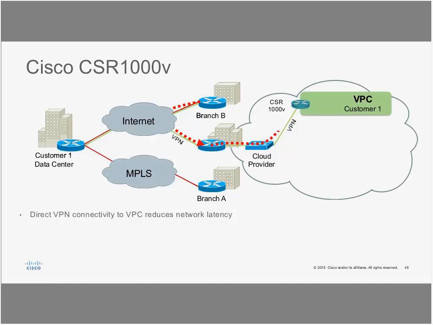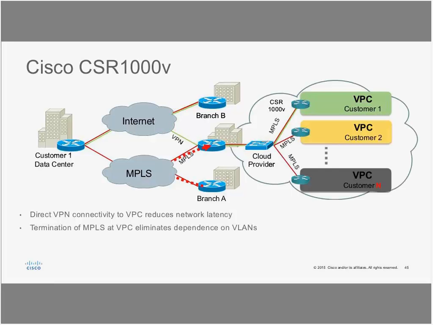So the way it works is if branch B wants to talk with the virtual private cloud of the same customer, it does not need to go to the data center. It can directly go through the circuit on the CSR 1000V. It also helps you to terminate your MPLS. So CSR 1000V is capable of MPLS, and it can terminate the MPLS and eliminate the dependencies on VLAN. So you don't need to implement the VLAN solution. You can use MPLS to scale your traffic from branches and data center to a cloud solution.